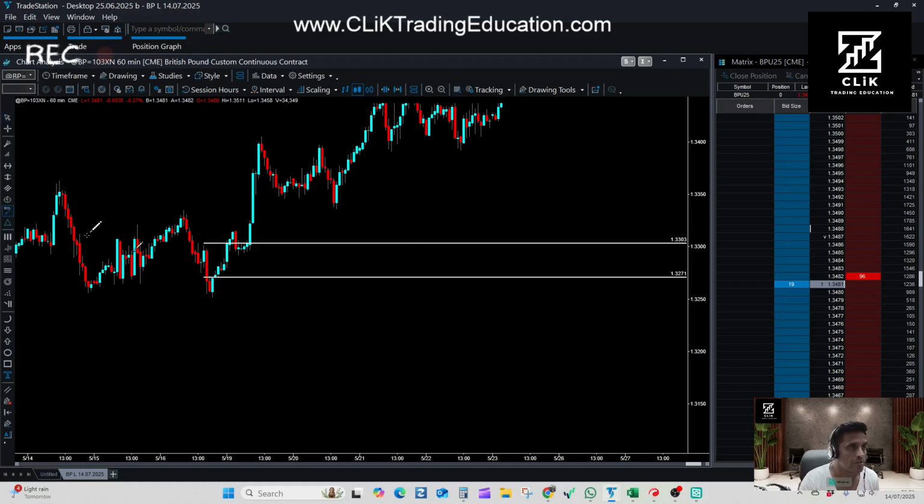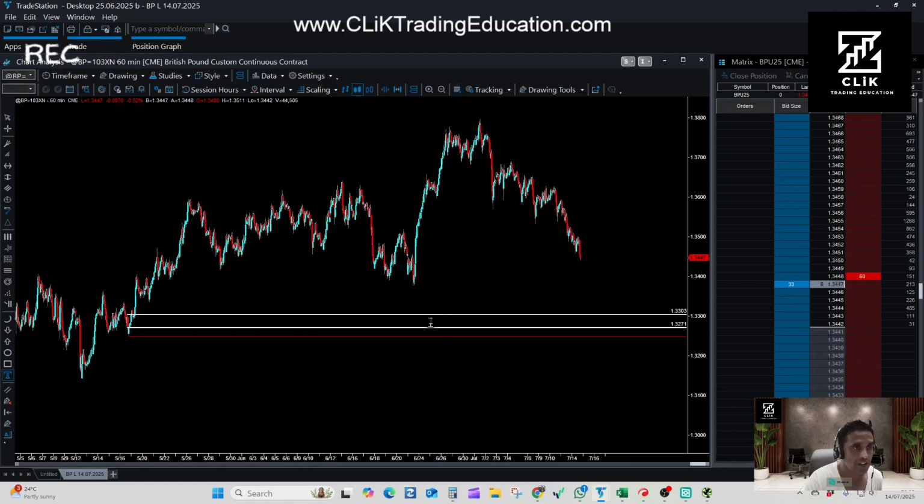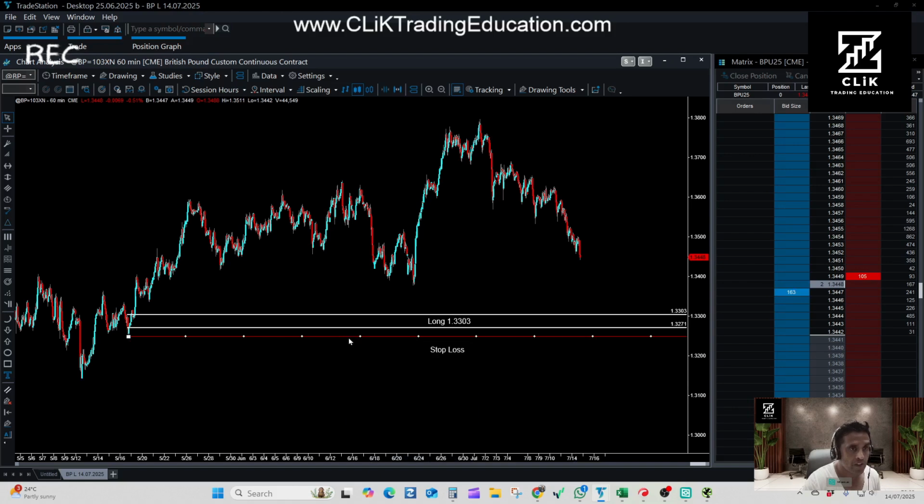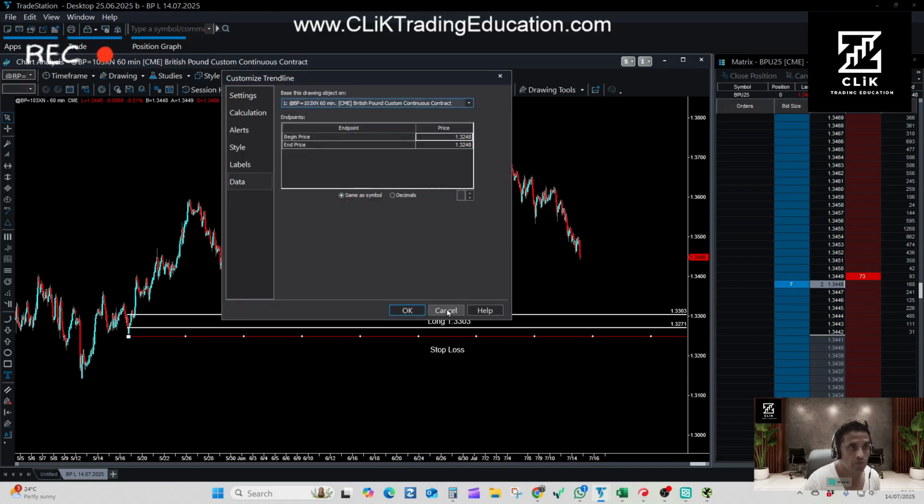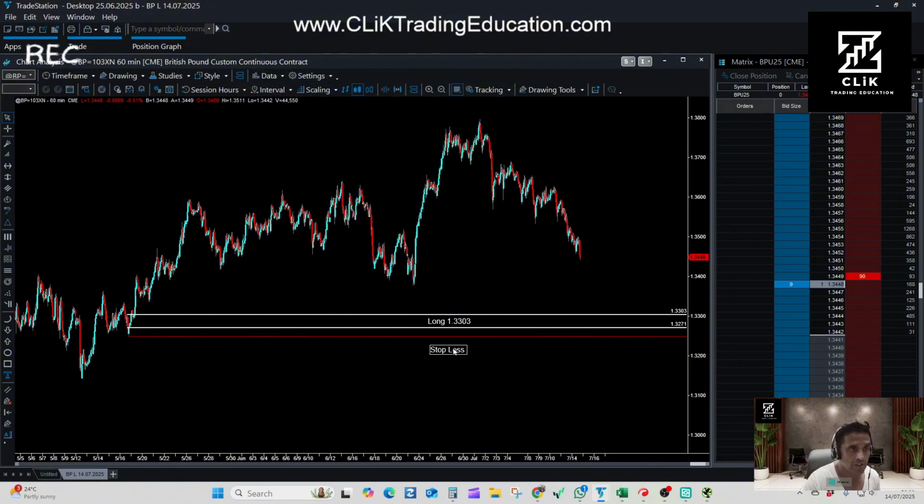let's put that stop loss in below the whole zone. I'm just going to colour that in red. Actually, let's write this in. Long, 1.3303 is our entry price, and our stop loss is, let's have a look, 1.3248. Stop loss is 1.3248.